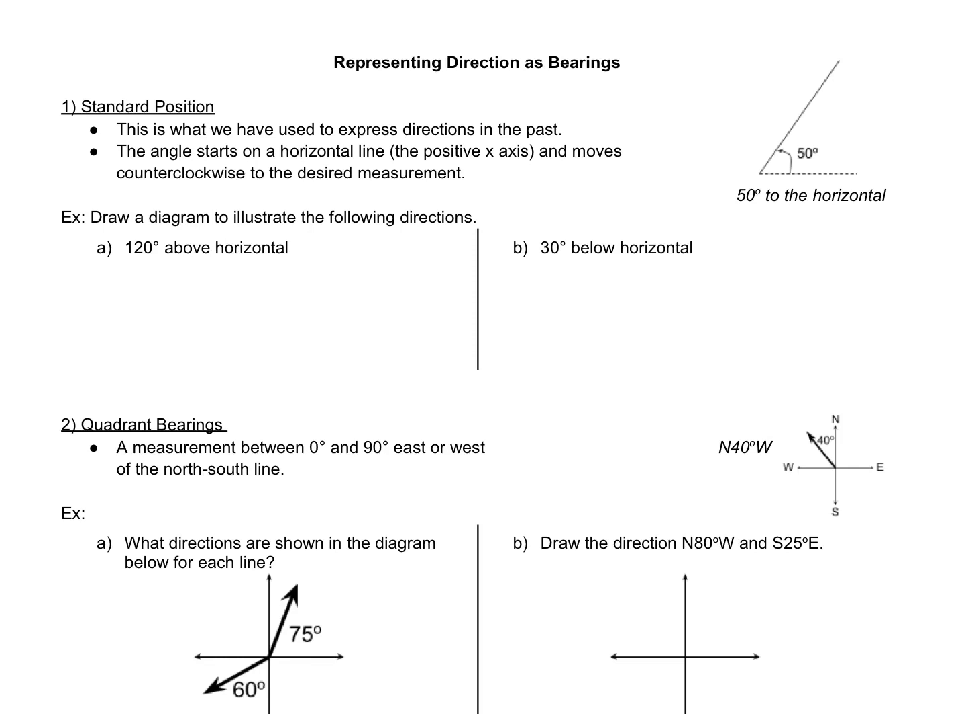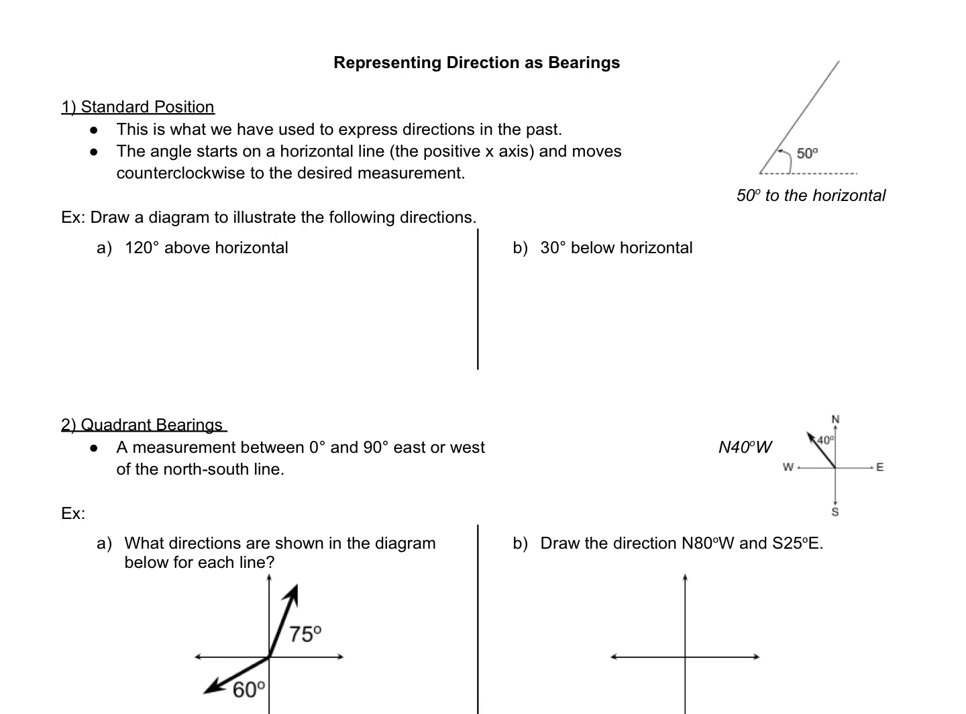In this video, we will be looking at how to represent directions in different ways. The first way is standard position, and it is probably the most familiar one. In this one, we use the horizontal line as our baseline, and we talk about the angle in relation to that horizontal line. So for example, in this diagram here, here's my horizontal, here is my direction. It is 50 degrees above, or 50 degrees to the horizontal.